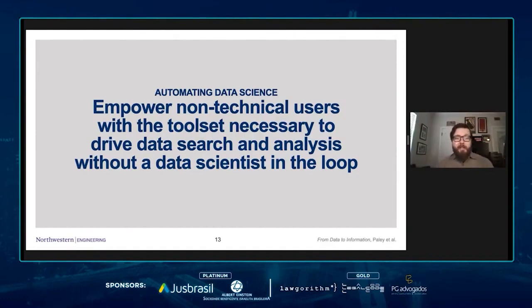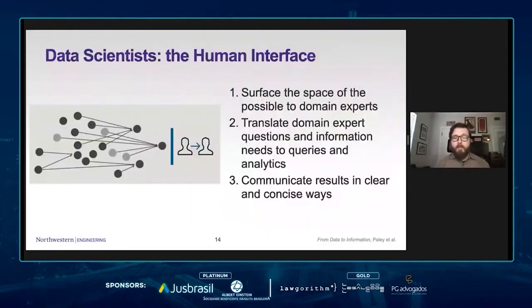How do we do that, right? And that's what we'll be talking about through the rest of this paper now, for this presentation. Well, if we want to automate data science, we have to understand what data scientists do.